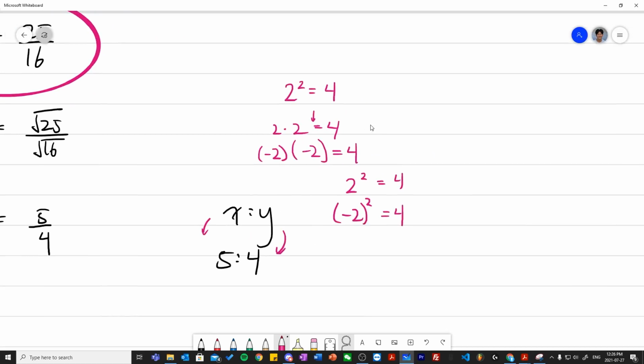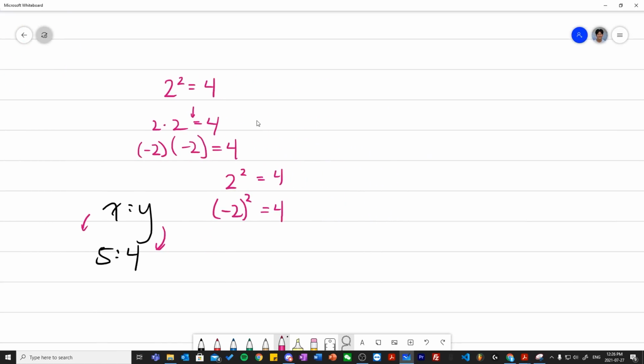Now here are a few things I want you guys to be careful about. (-2) squared is not the same as -2 squared. So (-2) squared is -2 times -2, which equals 4. But -2 squared, without the brackets, is a negative multiplied by 2 to the power of 2, which will actually give us -4. So these two are not the same.